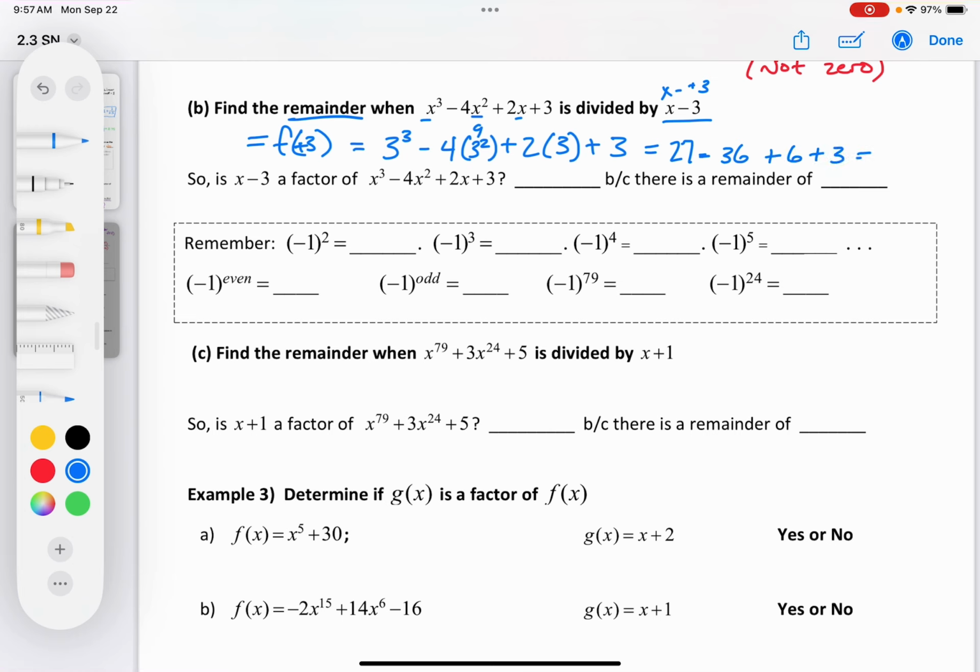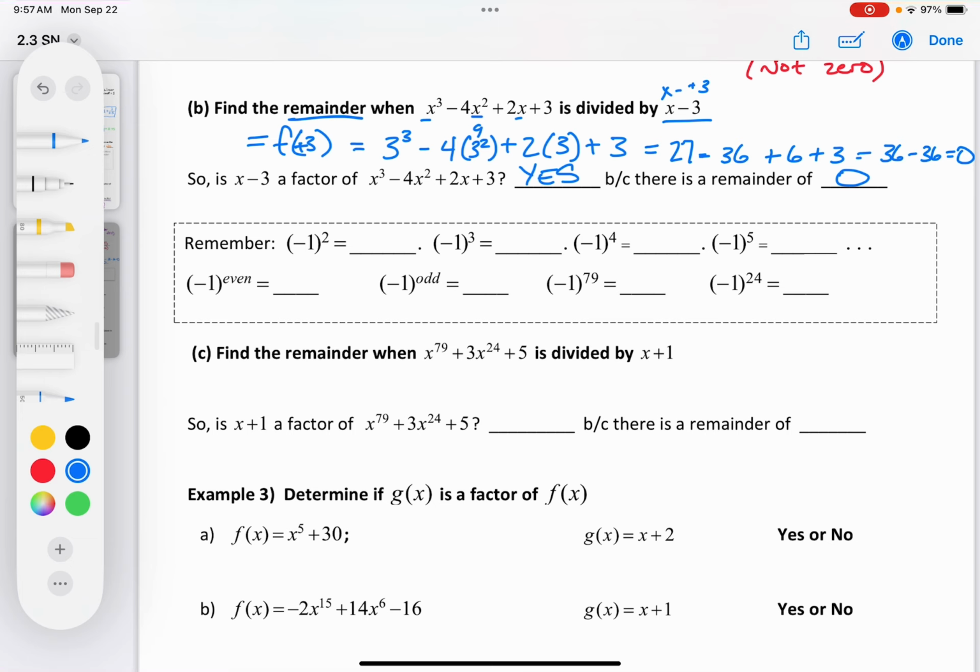So when I put all my positives and negatives together here, what I end up with is 36 minus 36, which is 0. So is x minus 3 a factor? Yes, it is, because there's a remainder of 0. Proving our theorem, the remainder theorem and the factor theorem.